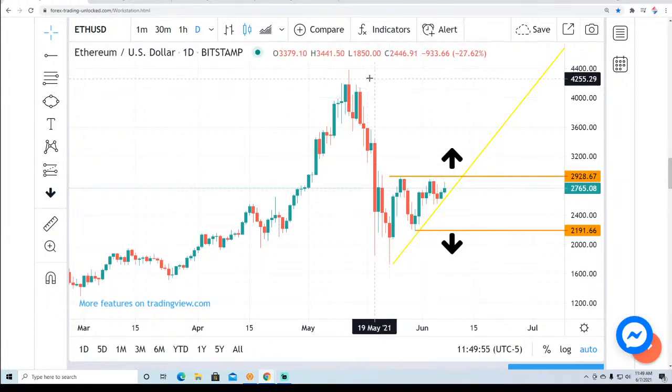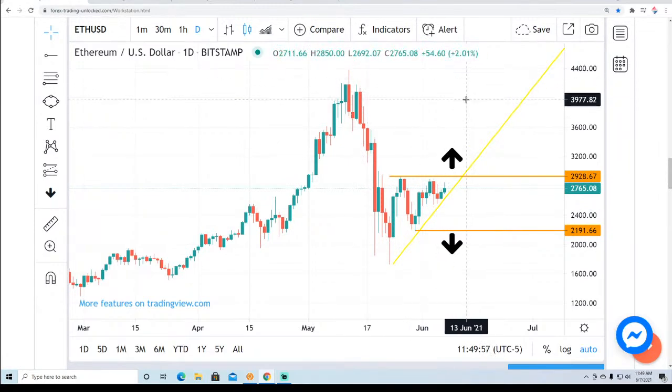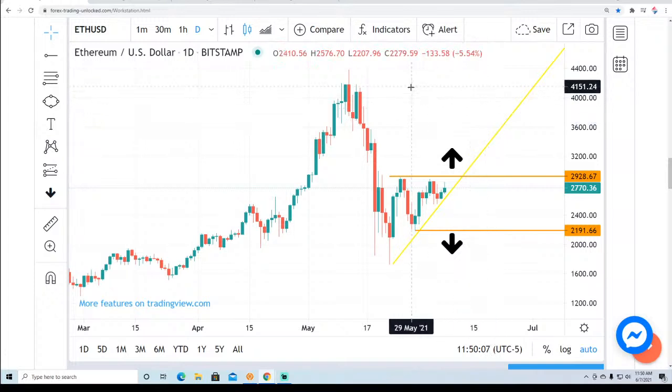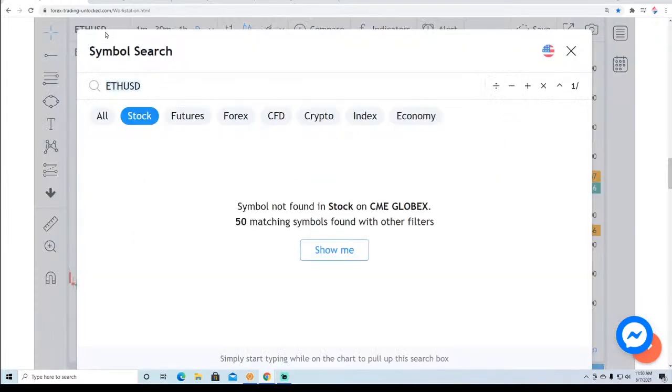So 4,400, somewhere around 4,000 to 4,400 by September to November, somewhere in that area, I think is very, very likely. So does that mean I'm a bull on all cryptocurrencies? Absolutely not. All right, now let's look at the XMR USD.